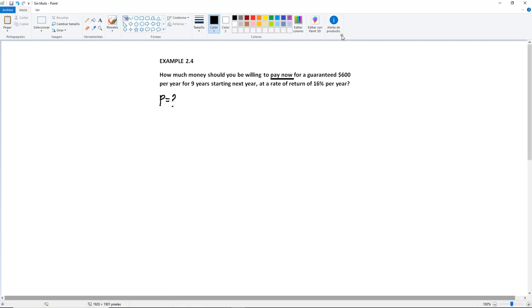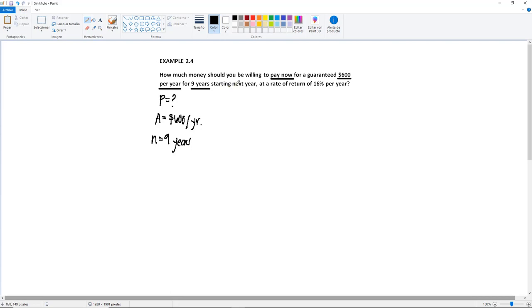For a guaranteed 600, okay, so you have an amount here, but then you have the keyword or the magic word over here, per year. Every time you have an amount that is repeated annually, that means this is going to be your A. So the A will be equal to 600 per year. Then it says for 9 years. So there you go, you have your N. N equals 9 years.